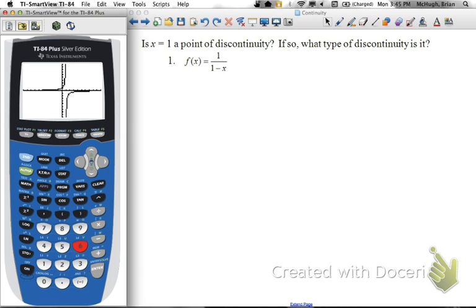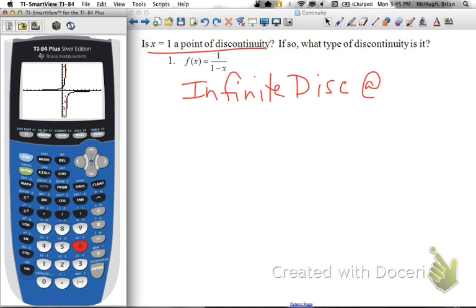And the graph should look something like this, and you should hopefully be able to see, if I can draw it in there carefully enough, something like a dotted vertical line kind of right in between those two pieces. And that should then indicate that the discontinuity at x equals 1 is an infinite discontinuity.